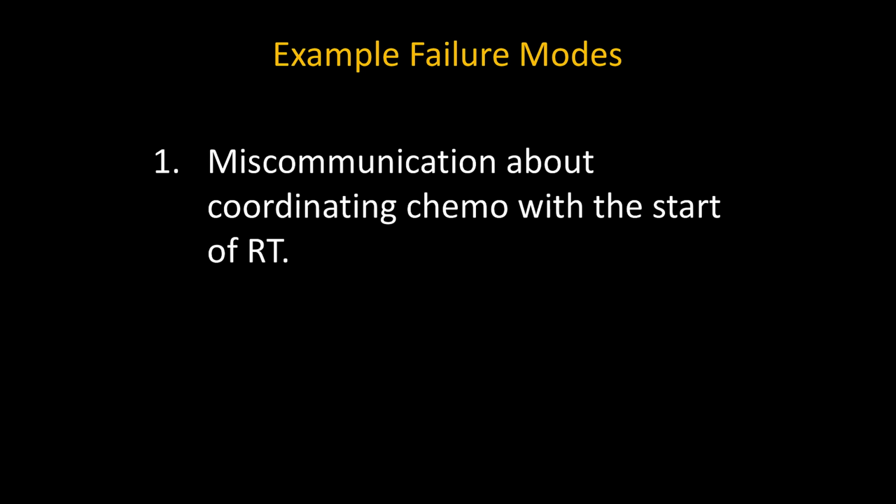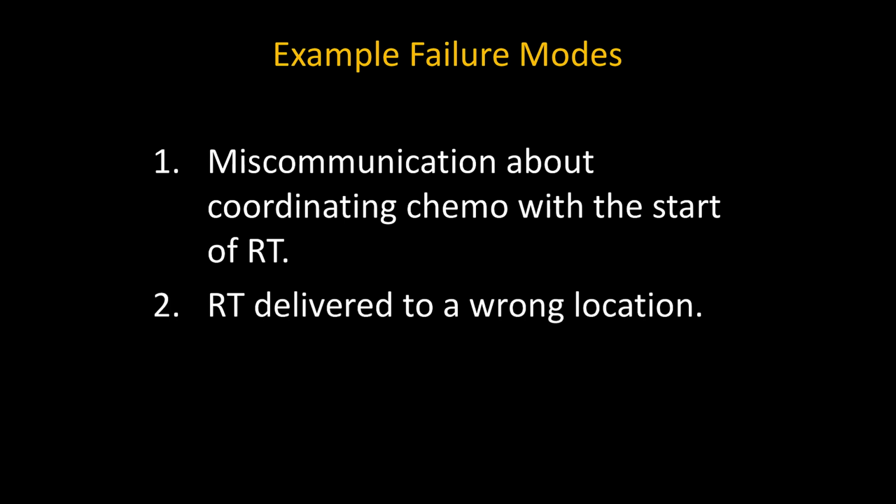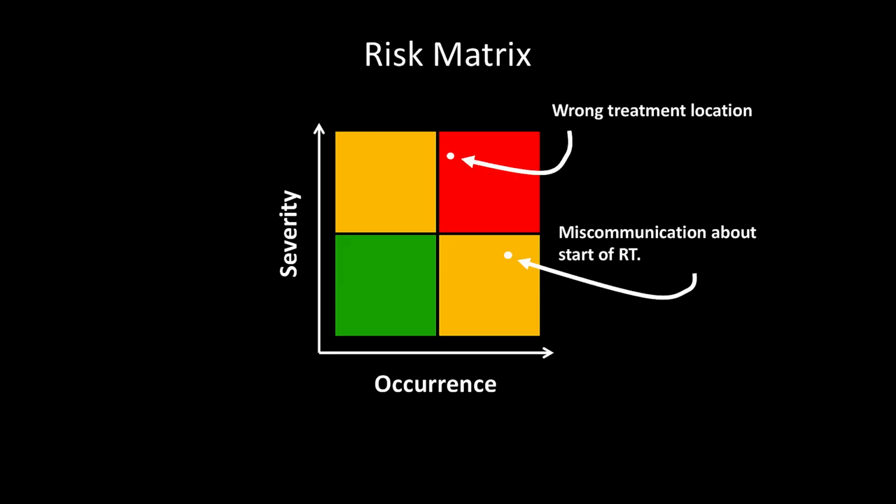Some examples: number 1, a miscommunication about coordinating chemotherapy with the start of radiotherapy. Number 2, radiotherapy delivered to a wrong location. And if you put these on the risk matrix, you can say maybe this wrong treatment location is quite severe for the patient, and occurrence is somewhere in the middle. It doesn't occur every day, which would put it over here, but it's also not every 100 years. So it's in the middle, and so that puts it in this red box. It's a high risk issue because it is severe and it occurs more frequently.